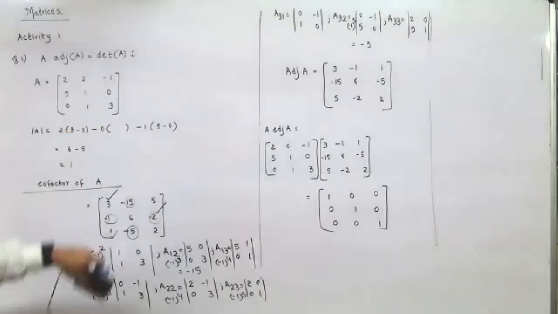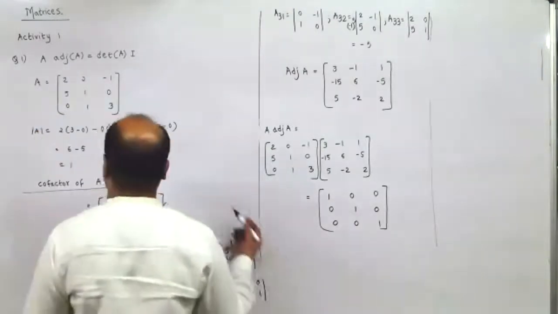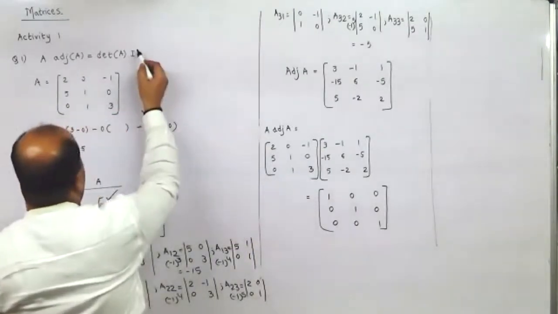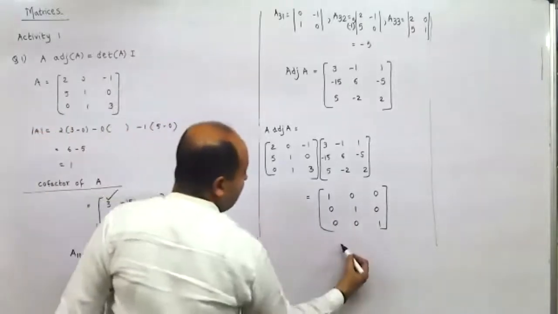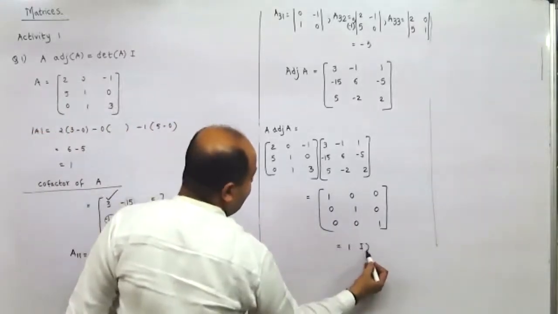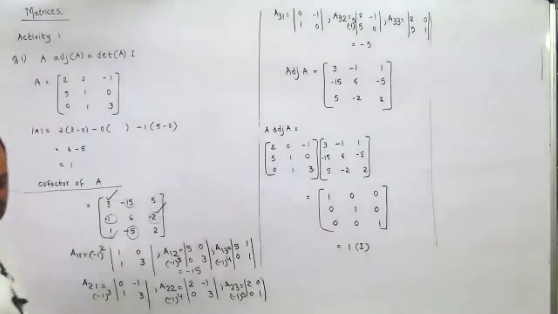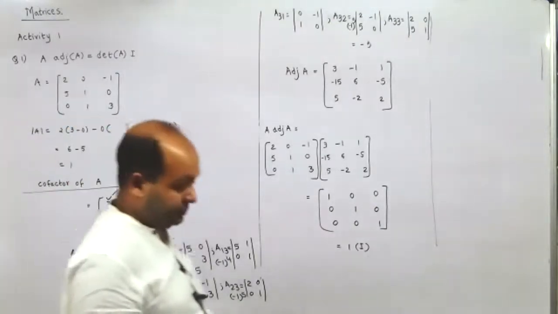Now determinant value of A is what? It is 1. 1 into I. So that is also this. So it is same as 1 into I. Therefore it is as per the answer required. Has everyone followed it?